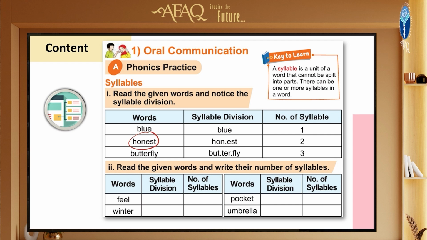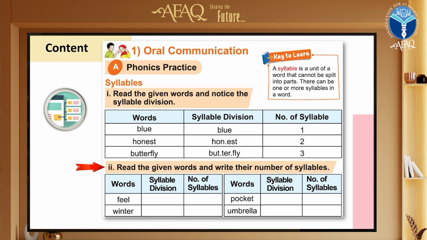The second word is honest. On-est. Honest. Presence of two vowels will make it a two-syllable word. The third word is butterfly. Butterfly. This is a word having three syllables.